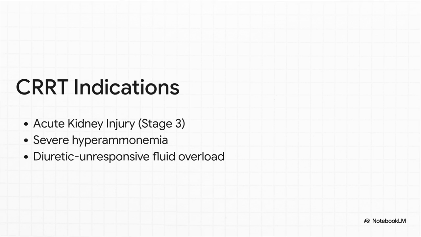The strict clinical indications that should prompt you to initiate CRRT are progressive or hyperammonemia-driven hepatic encephalopathy, acute kidney injury, specifically stage 3 AKI, with progression or non-response to vasoconstrictors within 12 to 24 hours, and of course, severe fluid overload that is completely unresponsive to diuretics.